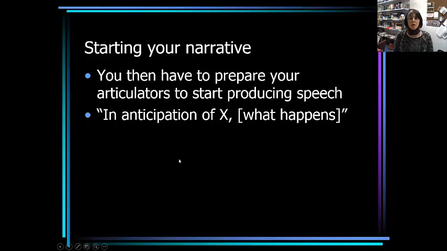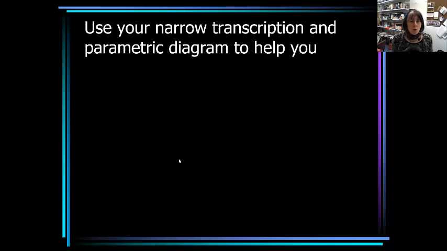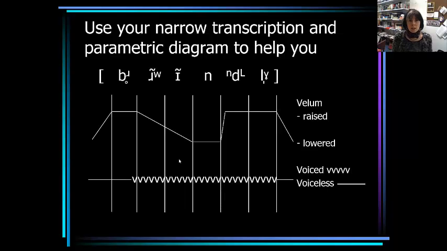You then have to prepare your articulators to start producing speech. And the normal way of doing this is, in anticipation of X, whatever your articulation is, whatever it is happens. Use your narrow transcription and parametric diagram to help you work out what it is you want to say. So here it is. If we look at our narrow transcription, we need to say what's going to happen in order for our articulators to be in the position of a devoiced bilabial plosive.